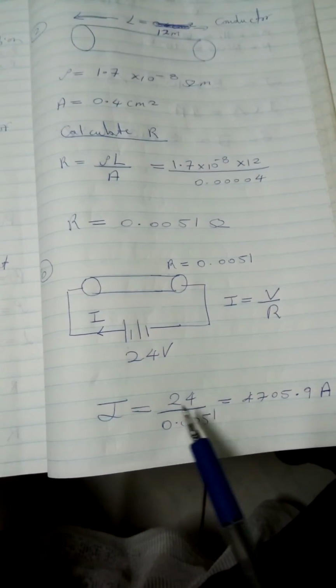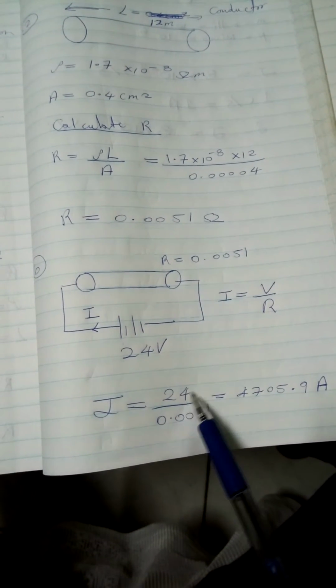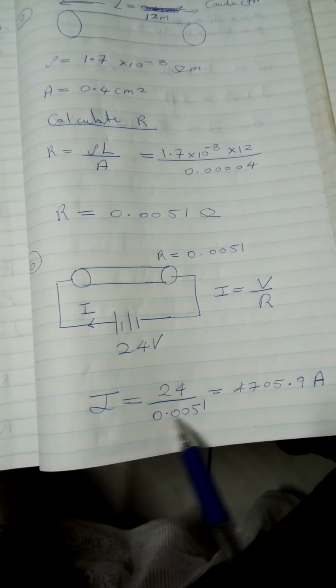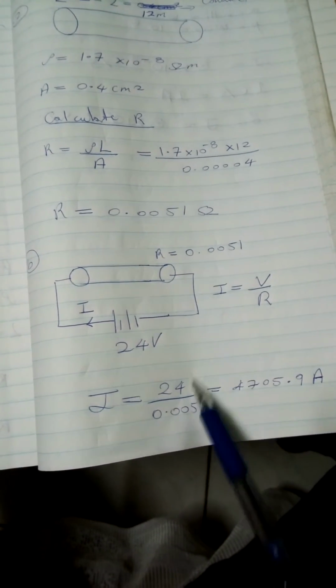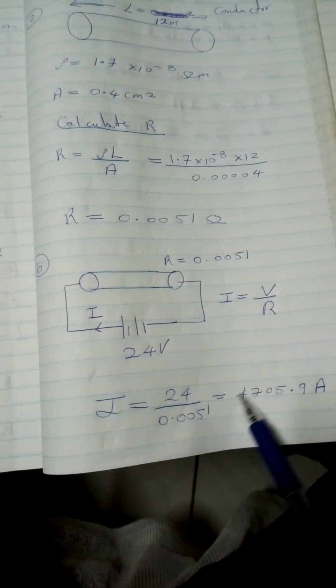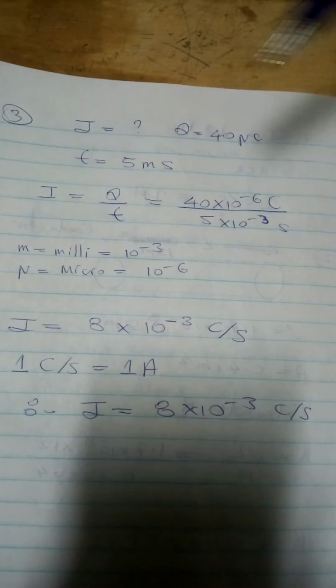So putting in the numbers, I is equal to V, which is 24 volts, and that goes in the numerator, and the resistance is 0.0051, and so this is what we get for our result. Alright, so those are our two examples thus far. And then it's time we go on to our third example.